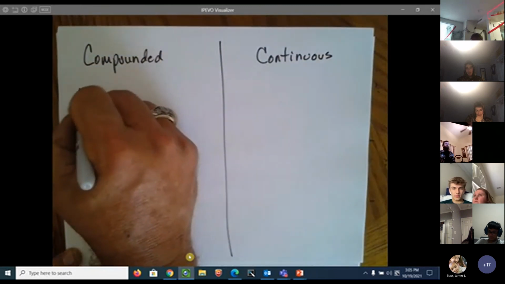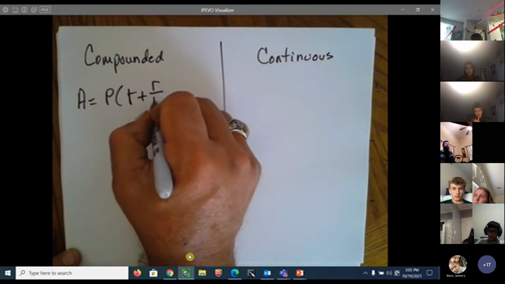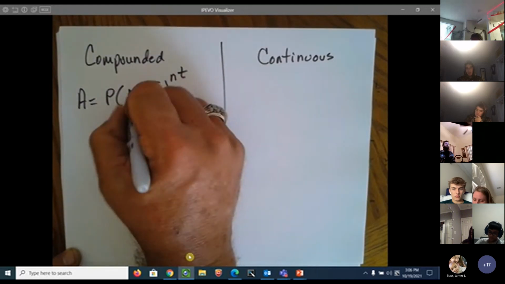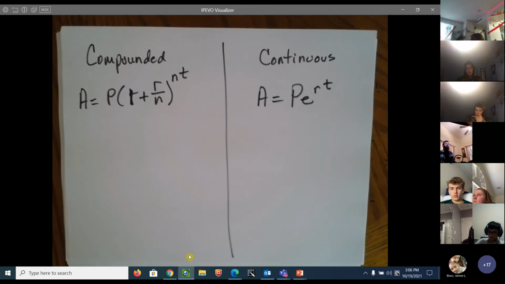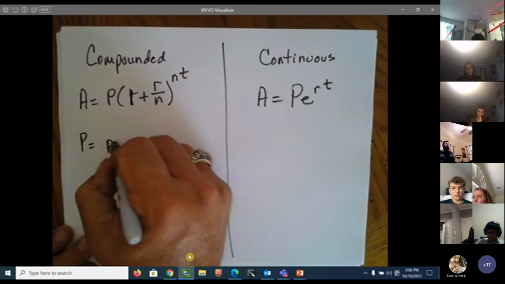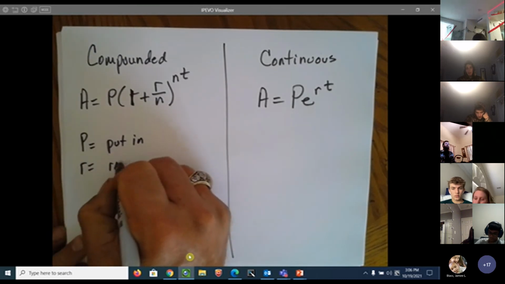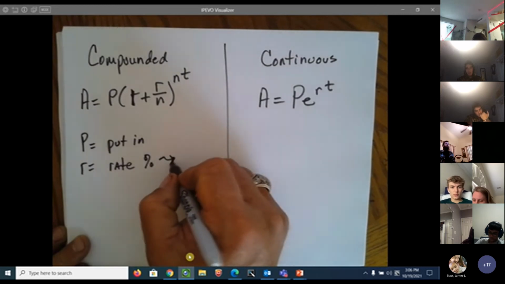Compounded: A is equal to P times (1 plus r over n) raised to the nt power. Continuous: A is equal to Pe to the rt. Those are your two exponential formulas that you're going to be seeing. P is the principal, that's what you put in. R is the rate. Usually it's given as a percent in the question, and you have to change it to a decimal.